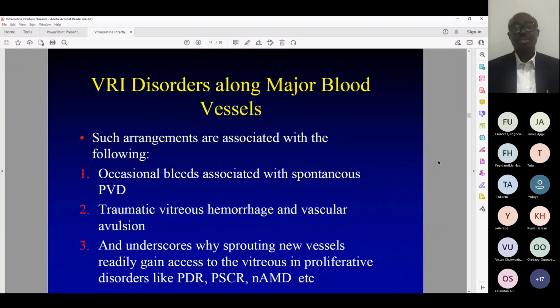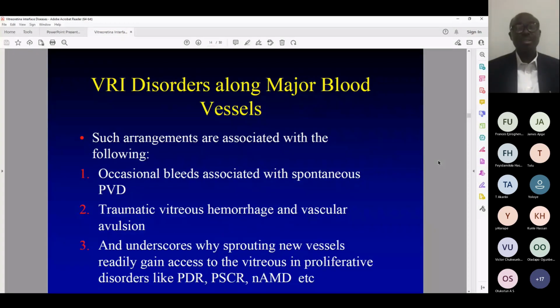So such arrangements are associated with the following disorders in the peripheral retina. Occasional bleeds associated with spontaneous PVD. All of us have seen, once in a while during spontaneous PVD, the patient comes with a bit of, "I saw some showers flowing from top down," because there has been a little tear in the blood vessel because of this contiguous invagination of the vitreous around blood vessels, due to the absence of the internal limiting membrane.